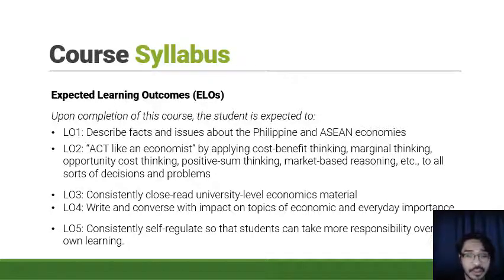Our fourth learning outcome is for you guys to be able to write and converse with impact on topics of economic and everyday importance. And lastly, you want you guys to self-regulate so that you'll essentially take more responsibility over your own learning, right? So I know a lot of you guys just came out of senior high school. I think you were given some level of freedom in how you choose your courses there. I'm not 100% sure. But here in college, you're expected to have full control of your own learning experience.